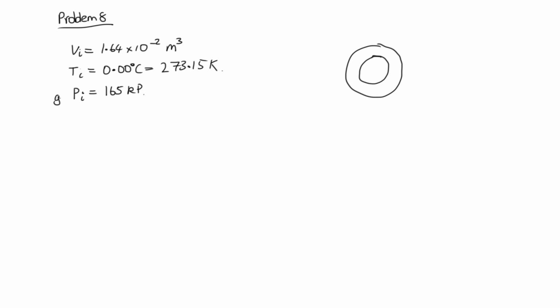So that's the gauge, but this gives us the pressure without including the atmospheric pressure. So for the initial pressure, not gauge pressure, we have to add the 1 atmosphere on, and 1 atmosphere is equal to 101 kilopascals. So this is 165 kilopascals plus 101 kilopascals, and so this is equal to 266 kilopascals.